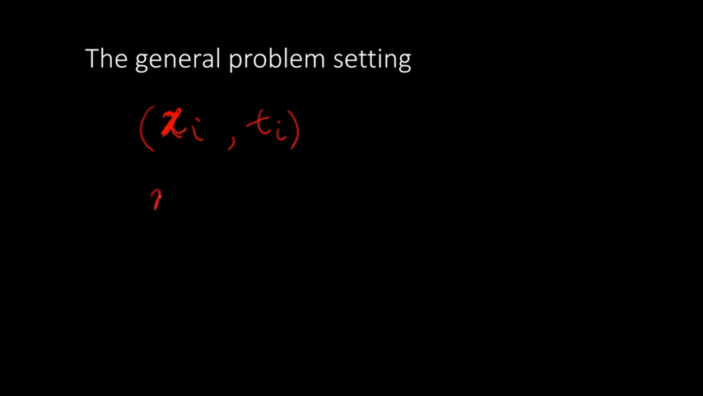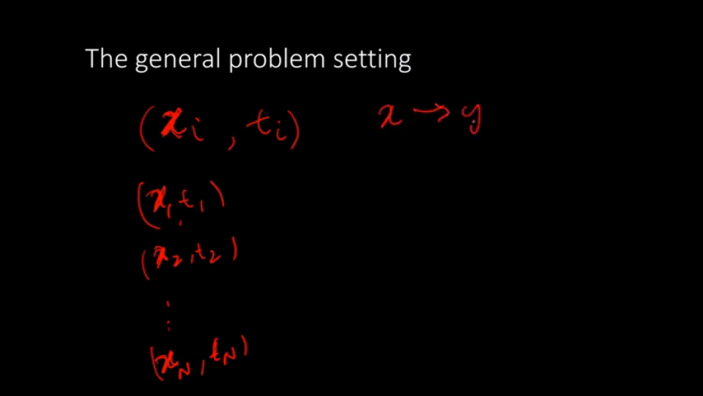And this comes as a tuple, and there are several such values. So for example, we have x1 t1, x2 t2, where x is a vector, and up to, let's say, xn tn. So there are n such tuples for training. And what we want to do is find a mapping from x to y, so that this y is as close to t as possible.